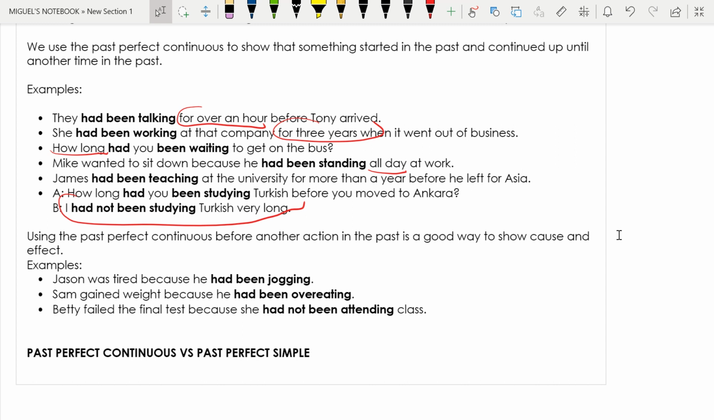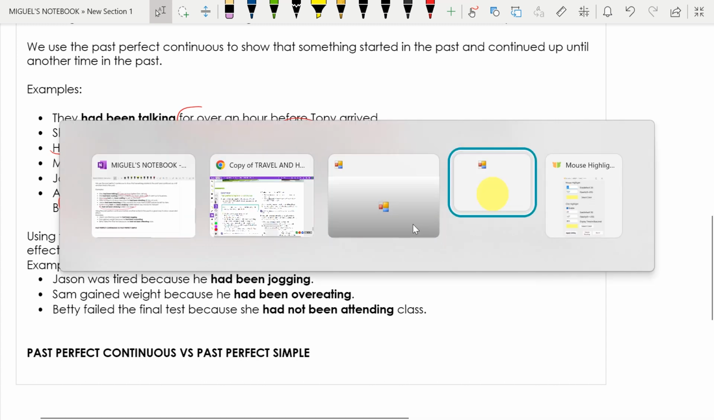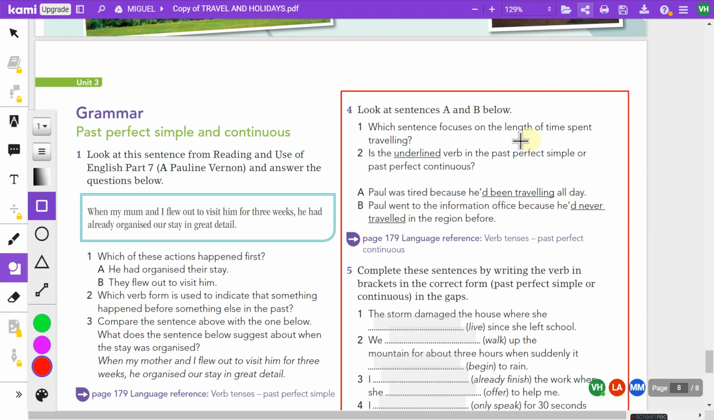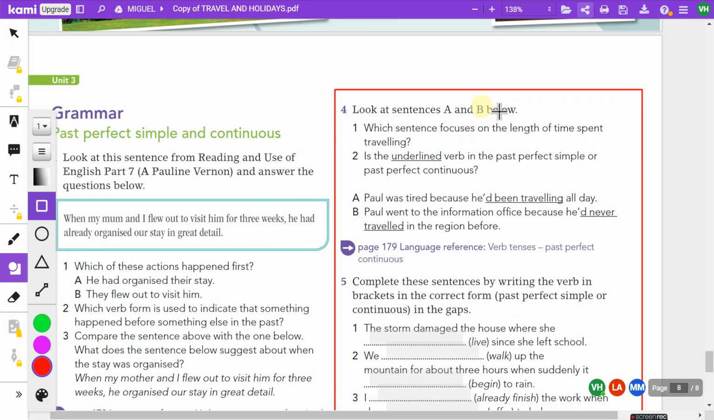Okay? So in the PDF that I want you to work on, it says, look at sentences A and B below. Which sentence focuses on the length or on the duration of the time spent traveling? Paul was tired because he had been traveling all day. Paul went to the information office because he had never traveled in the region before. This one, he had been traveling all day. So this makes more emphasis or focuses on the length rather than on the action itself.